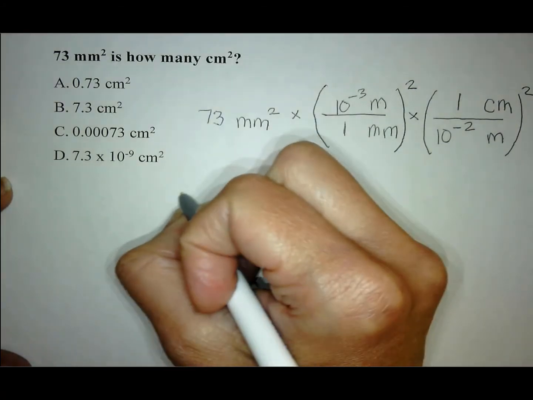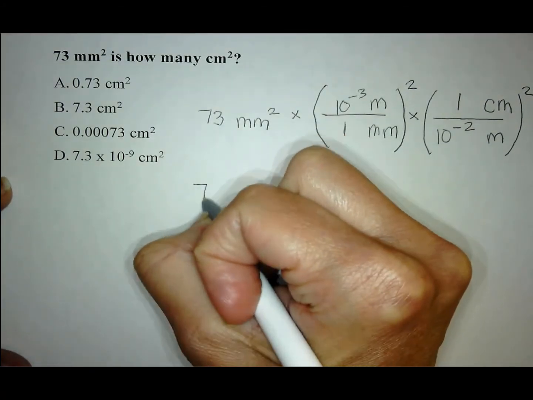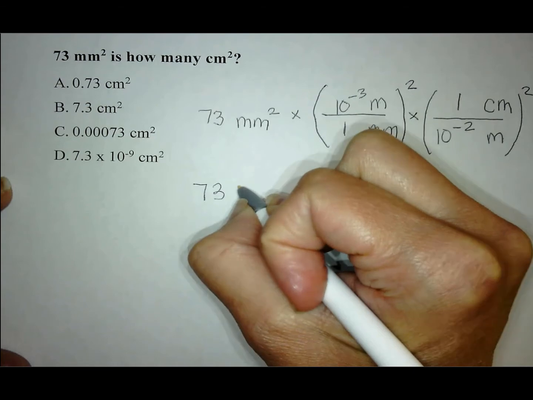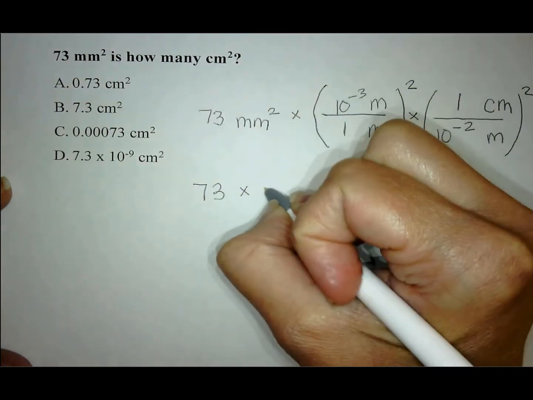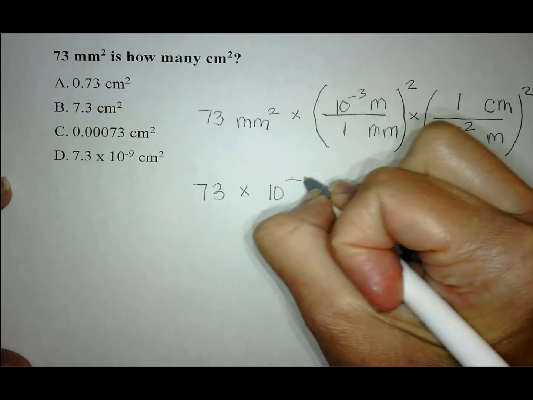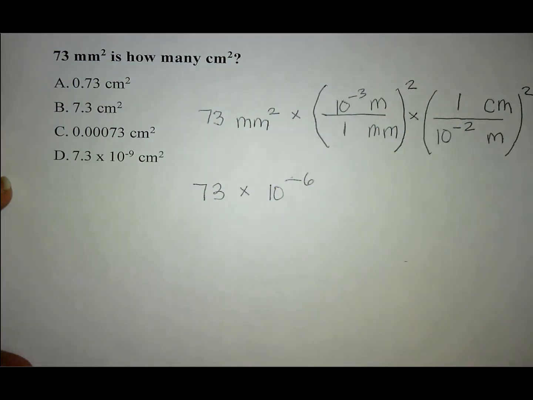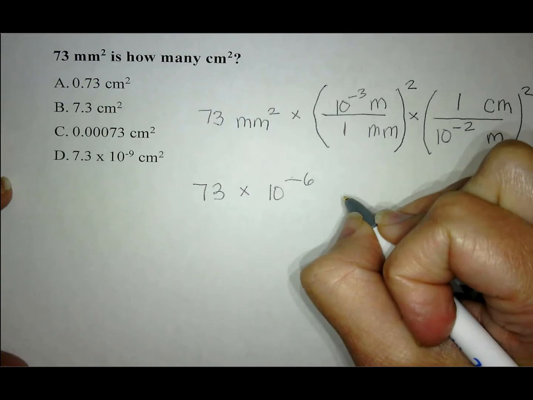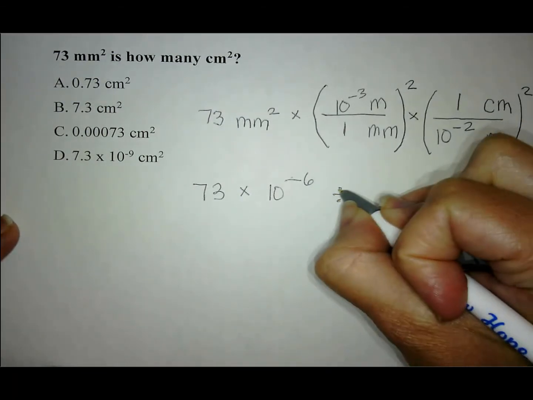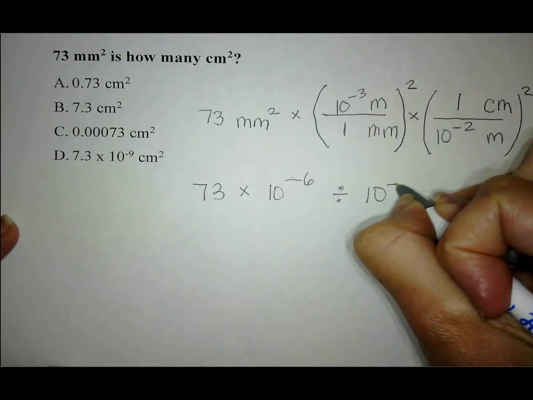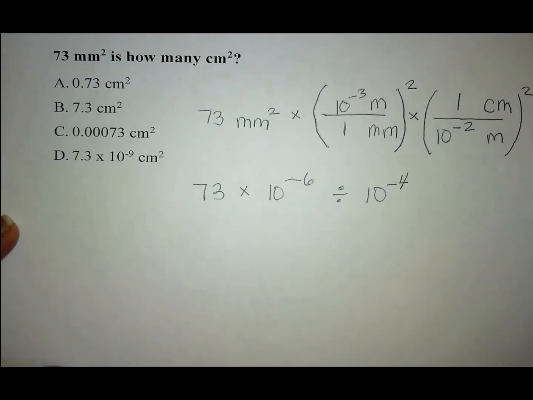So we could write it as 73, and then when we square 10 to the minus 3, we get 10 to the minus 6. So we're multiplying by that. And then as you're putting it in your calculator, you could divide by 10 to the minus 4. 2 times 2 is 4, so we have 10 to the minus 4 on the bottom.